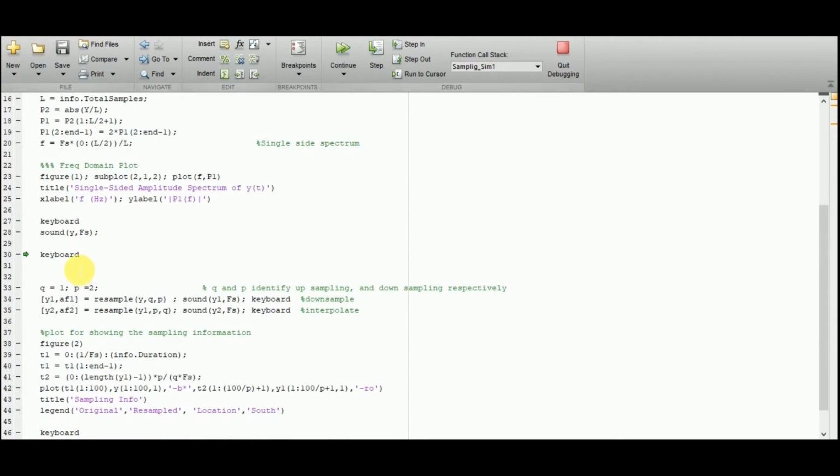So I have set two variables, one is q and one is p. So if q is equal to 1 and p is equal to 1, the sampling rate would be as is, which is 48 kilohertz, right? But right now what I am interested in doing is downsampling it. Herein I am downsampling by 2, that is I have set p equal to 2.